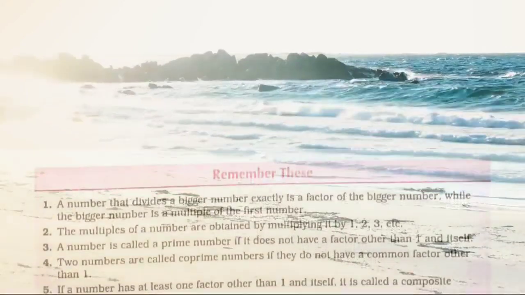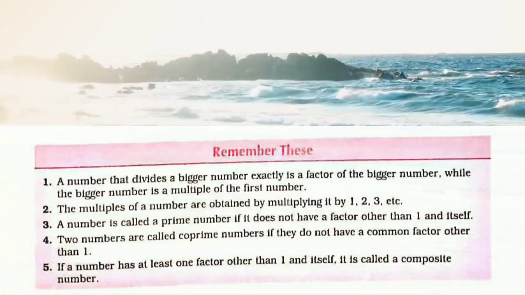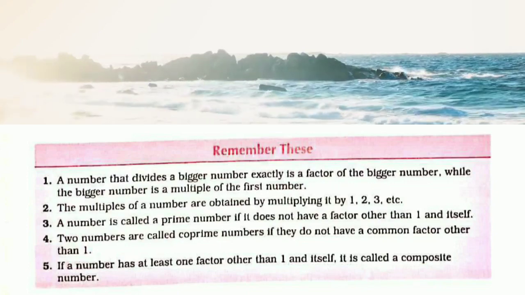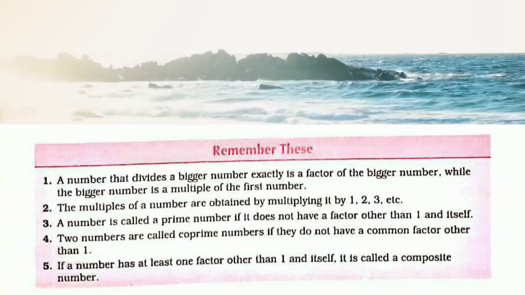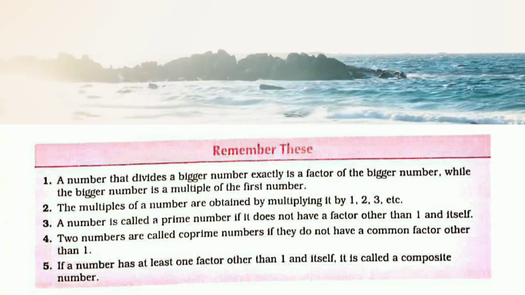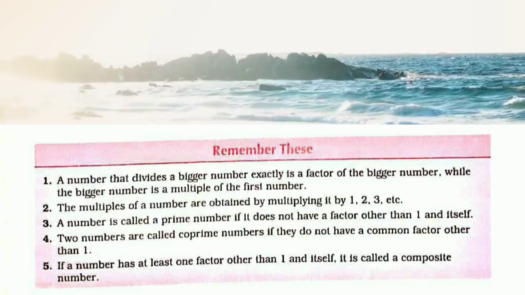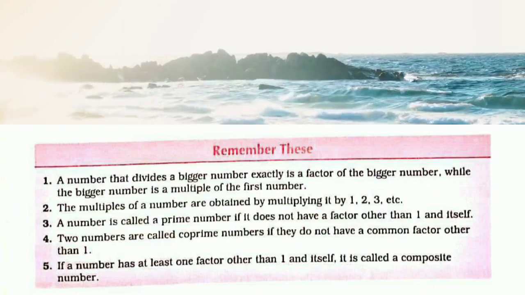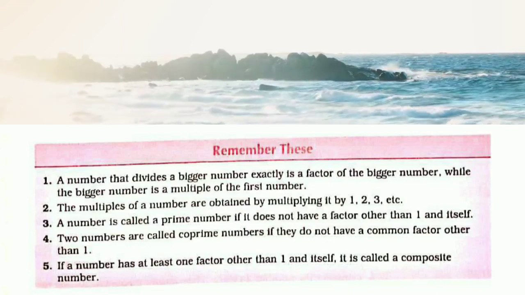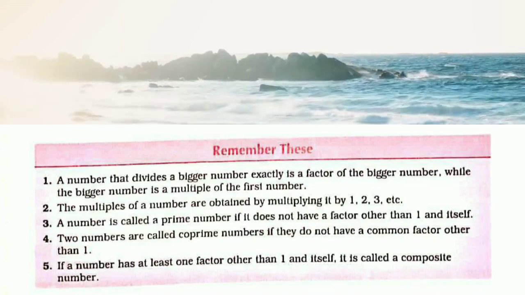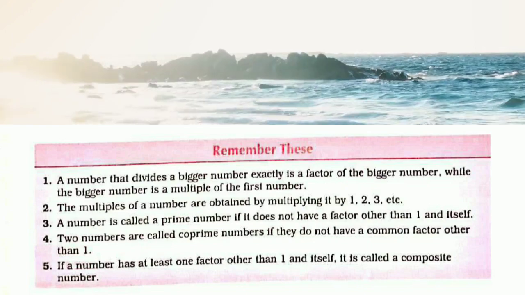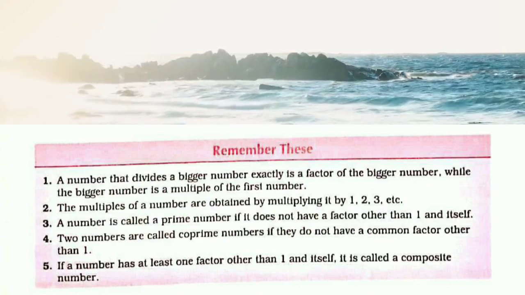Now we are going to finish this video with the points to remember. The important points of this chapter are: number 1, a number that divides a bigger number exactly is a factor of the bigger number, while the bigger number is a multiple of the first number. Number 2, the multiples of a number are obtained by multiplying it by 1, 2, 3, etc.